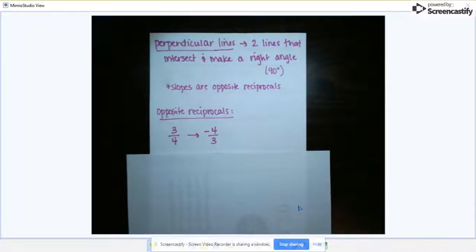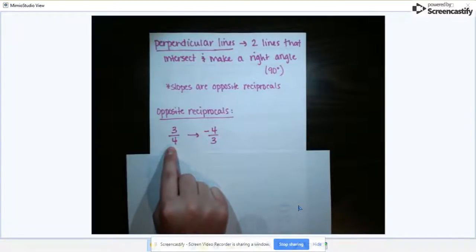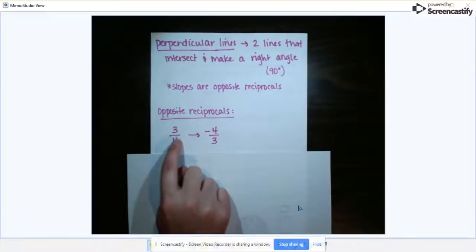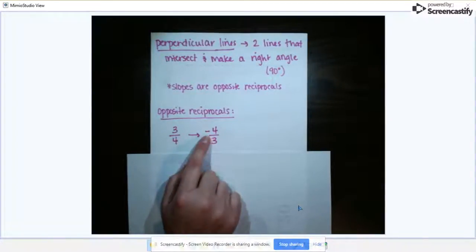Reciprocal means flip your fraction, and then opposite means change your sign. So here we have 3/4. The opposite reciprocal would be -4/3. We flip that numerator and denominator and then make it the opposite sign, so negative in this case.